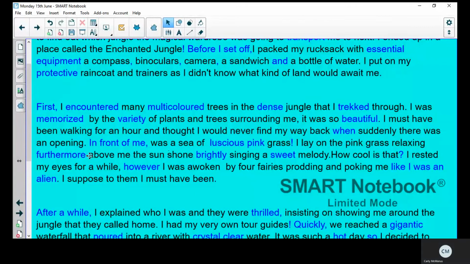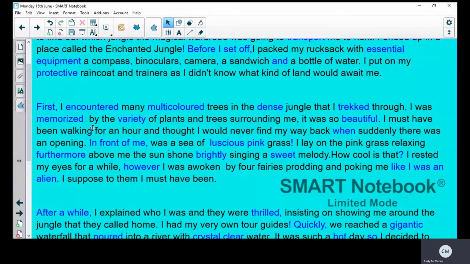I said, I was lying on the pink grass relaxing. Furthermore, so I've used another word for and to extend my sentence. So the sun shone brightly, so I've got an adverb, and it was singing a sweet melody, so that's my adjective. Now, I've written a question here. How cool is that? Because if you're writing a jungle blog or a diary entry, you might ask the reader questions like, how cool is that? Then we've got another conjunction at however. So I was saying that I rested my eyes for a while. However, I was awoken by 4 fairies. So it's something unexpected happened. So I use another word for but. And then I said they were poking and prodding me like an alien. So I've used a simile there.